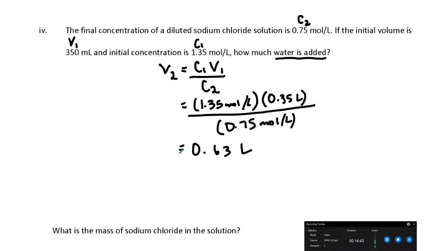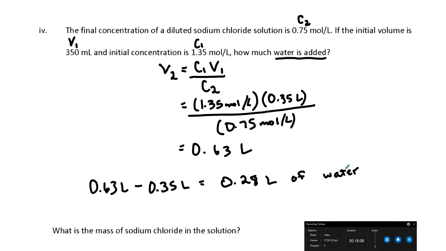But that only tells me what the final volume is. I want to know how much water is added. So I take the final volume and I subtract the initial volume. And that is 0.28 liters or 280 milliliters. 0.28 liters of water is added.